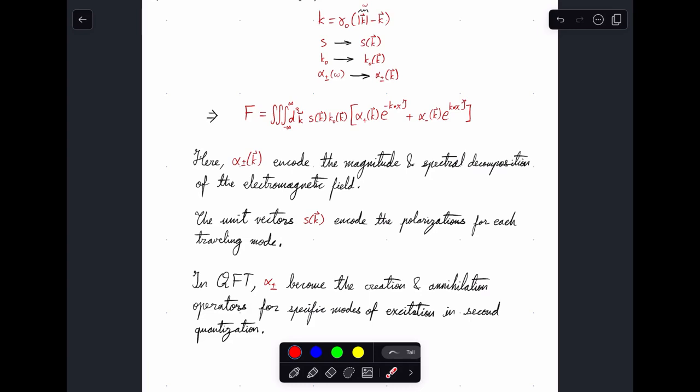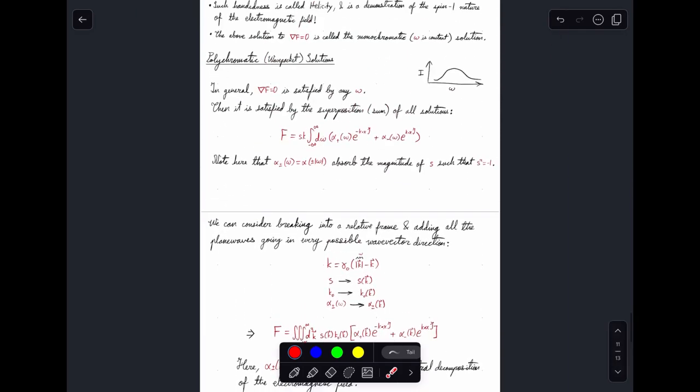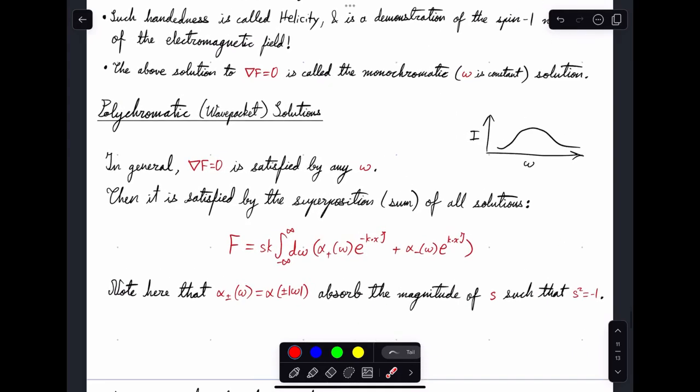Okay, so that's that. And then we'll look at polychromatic stuff.